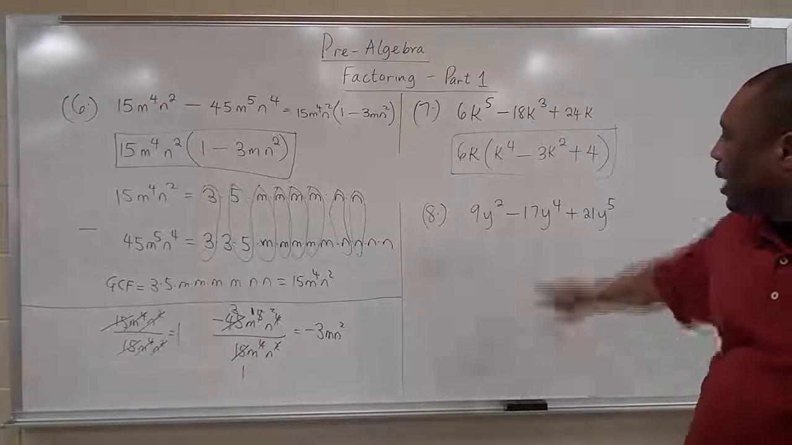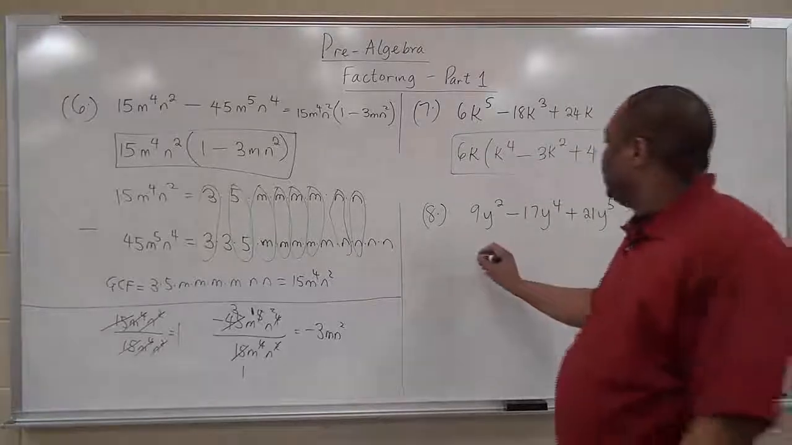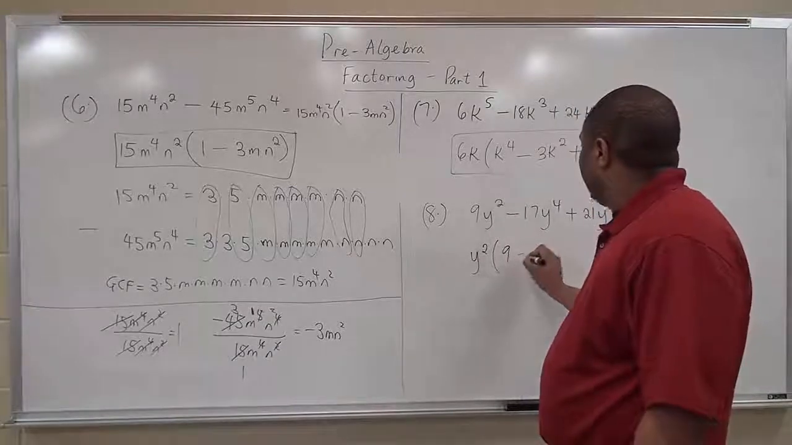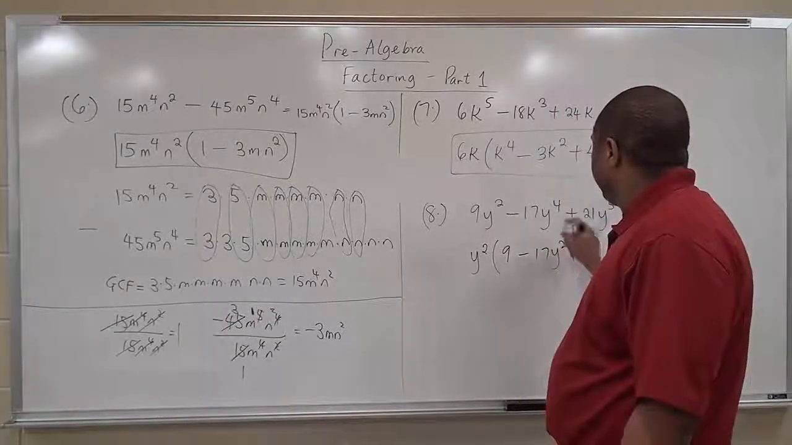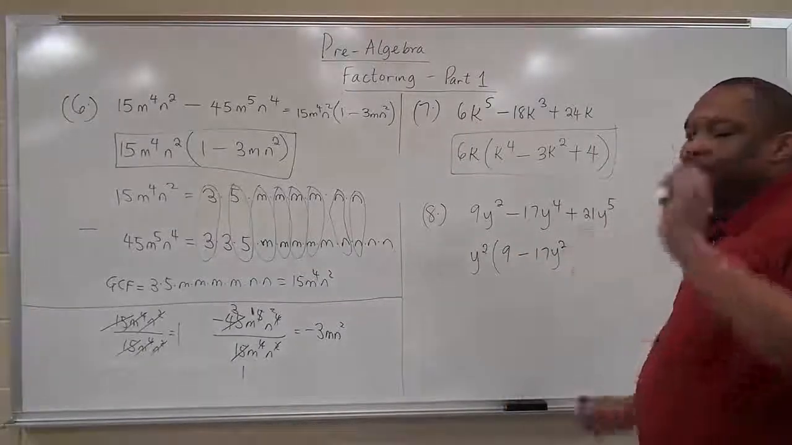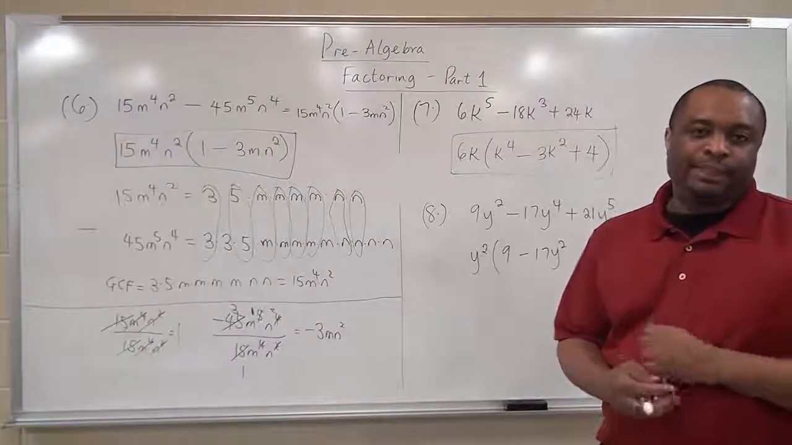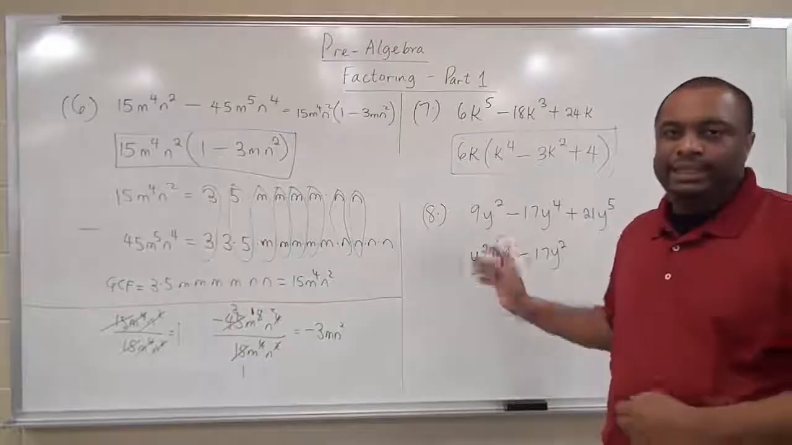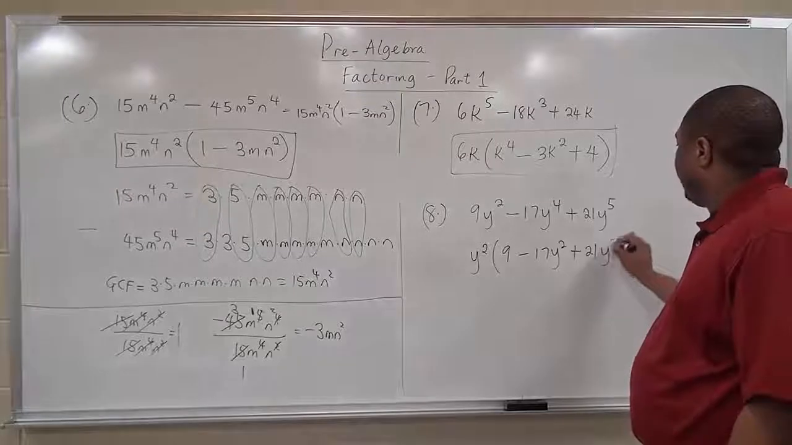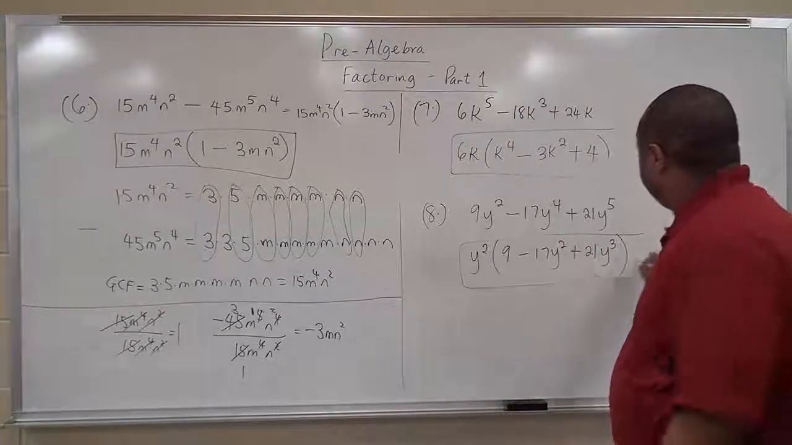Let's go to the variables. y squared, y^4, y^5. What is included in all of them is y squared. So this will be y squared. What is remaining here is 9 minus 17y squared, because y^4 divided by y squared is y squared. Please view the videos on exponents. The video playlist on exponents is important. Then plus 21y cubed. And this becomes your answer.